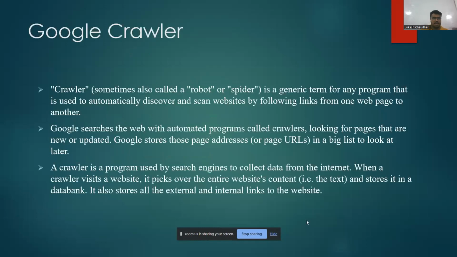Crawler is a generic term for any program that is used to automatically discover and scan websites by following links from one page to another page. Google searches the web with automated programs called crawlers, looking for pages that are new and updated. Crawlers can scan those pages and grab the data for us. These are the Google crawlers which work to grab data and store the data for later use.